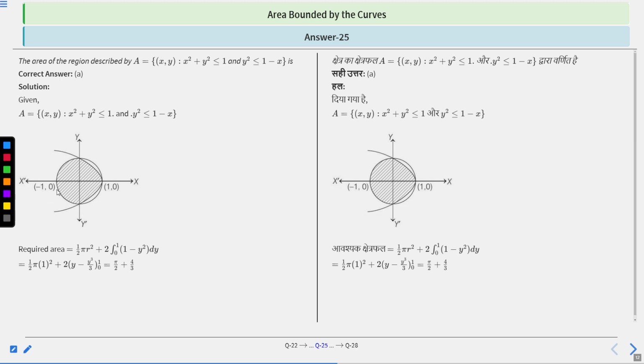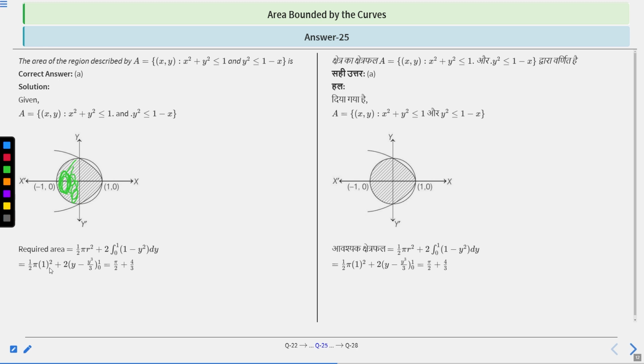Now, this circle has radius 1 unit, therefore these points will be (1, 0) and (minus 1, 0). Clear? Therefore the required area will be the area of this half circle, 1 by 2 pi r square, plus 2 times the integration from 0 to 1 of (1 minus y square) dy.